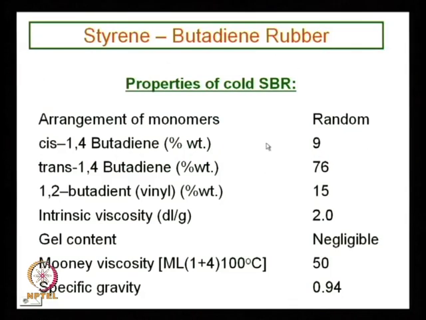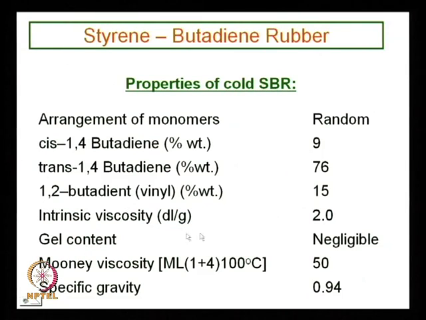Properties of cold SBR: you see some properties are mentioned over here. It contains a mixture of cis-1,4 polybutadiene. The butadiene unit in the SBR will have a certain percentage in cis form, a certain percentage in trans form, and a certain percentage of 1,2-butadiene. This is wrong; in place of T it will be E, 1,2-butadiene. Okay, 1,2 structure or 3,4 structure, both are the same.